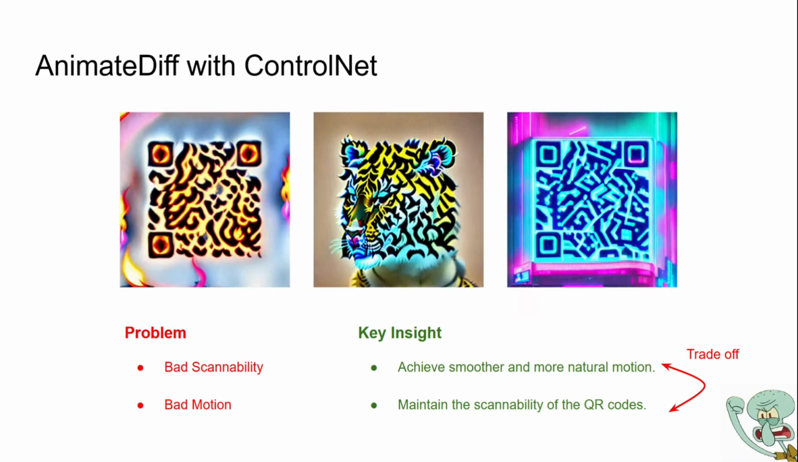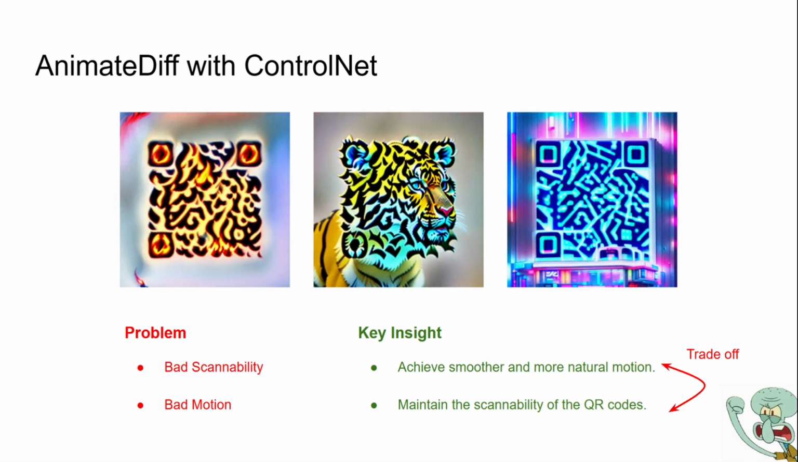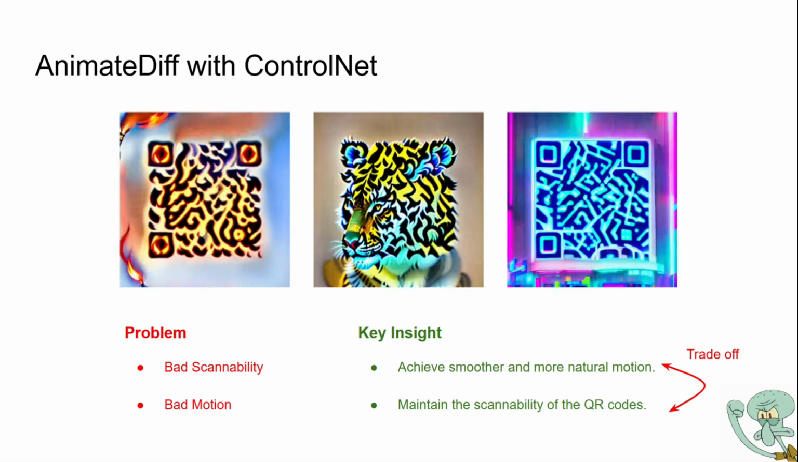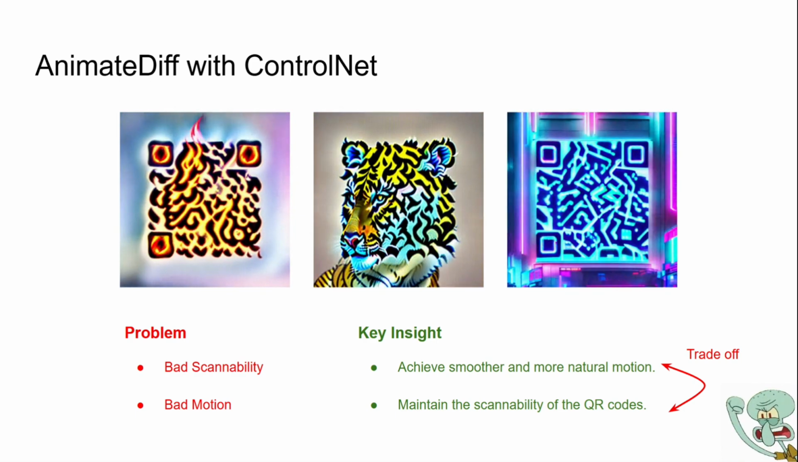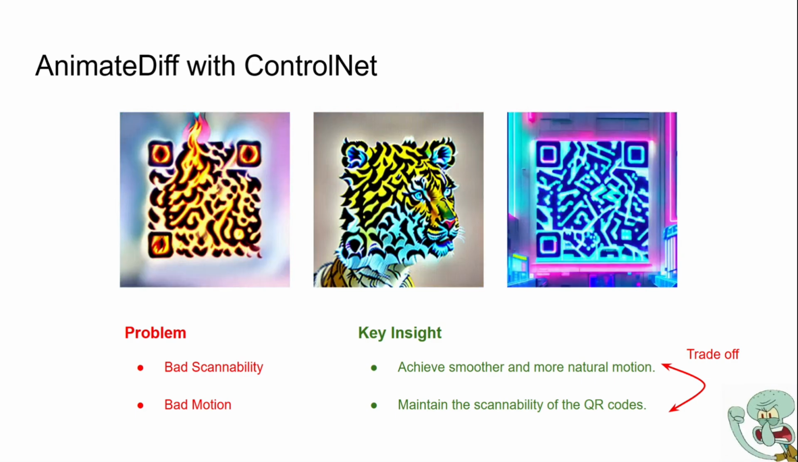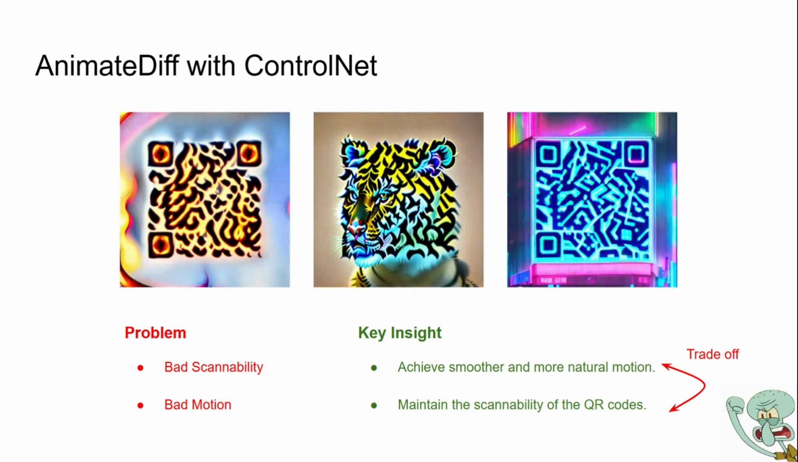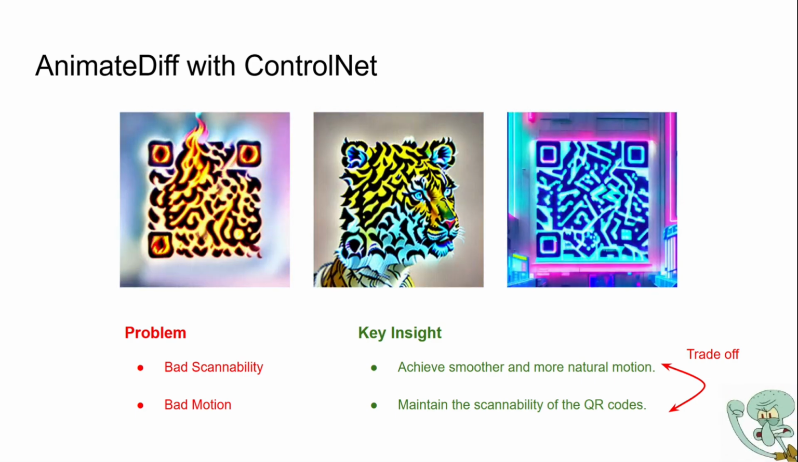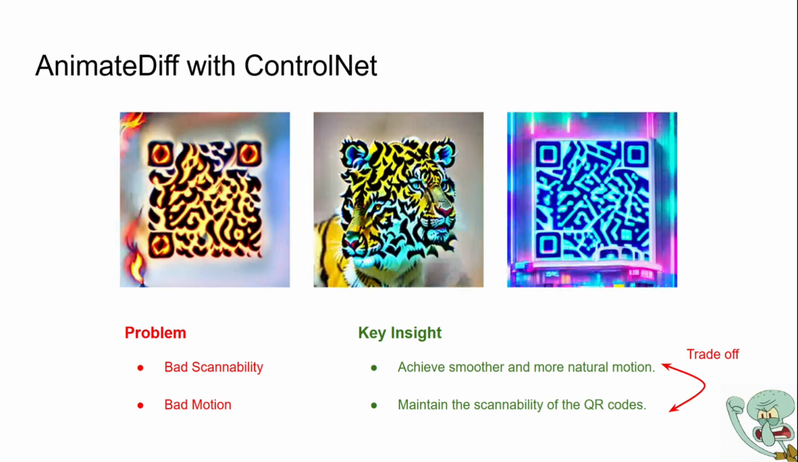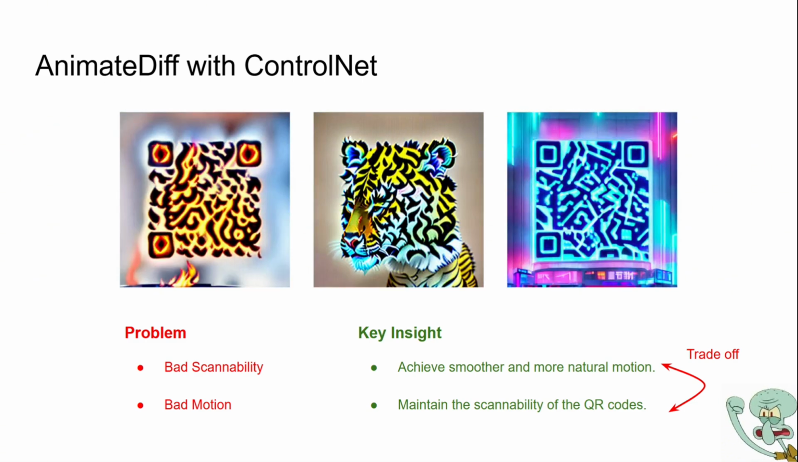Our key insight is that these problems are caused by the rigid constraints of the QR code pattern. There is an inherent trade-off between the quality of the video and the scannability of the QR code, making it challenging to find a balance. Our main idea is to explore how to relax the constraints while maintaining the scannability of the QR code.